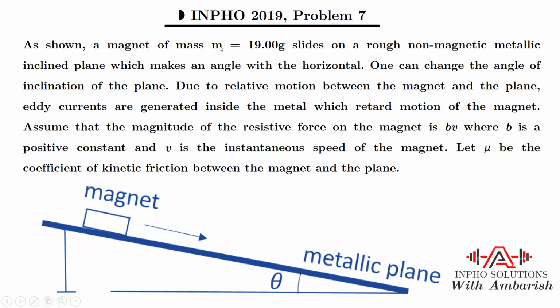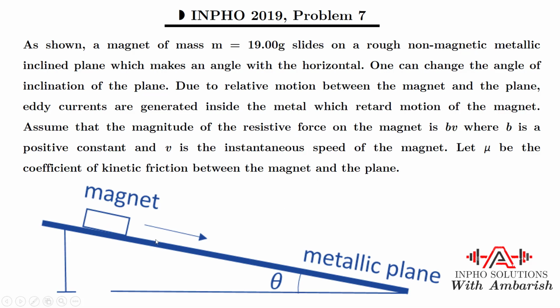As shown, a magnet of mass m equal to 19 grams slides on a rough non-magnetic metallic inclined plane which makes an angle theta with the horizontal. One can change the angle of inclination of the plane. Due to relative motion between the magnet and the plane, eddy currents are generated inside the metal which retard the motion of the magnet. Assume that the magnitude of the resistive force on the magnet is b times velocity, where b is a positive constant and v is the instantaneous speed of the magnet. Let mu be the coefficient of kinetic friction between the magnet and the plane. So this is the physical situation, and the question will be coming on the next slide.